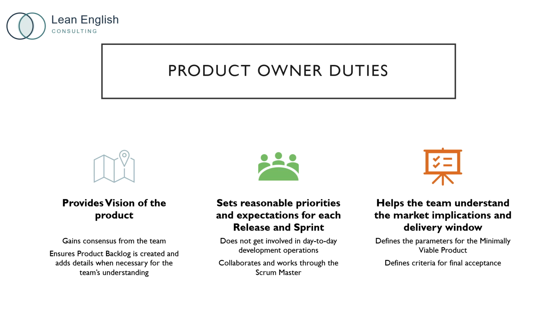While they do not get involved in day-to-day development operations, they set the goals that need to be hit. They collaborate with and work through the Scrum Master to help the team understand the market implications and delivery window. Sometimes a release needs to be synchronized with other events, and any delays would be detrimental to the client. The product owner defines the parameters for the minimally viable product and helps the team understand the definition of done.